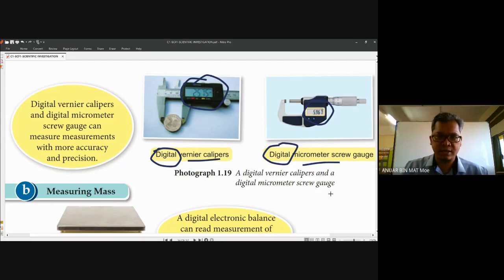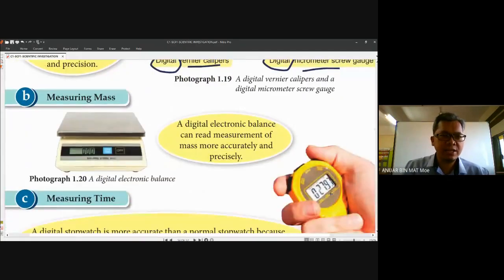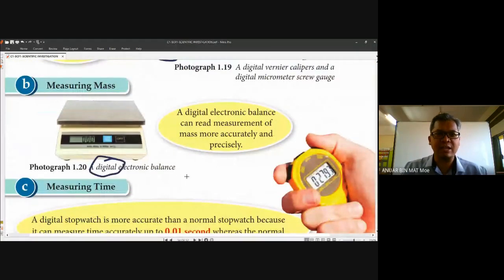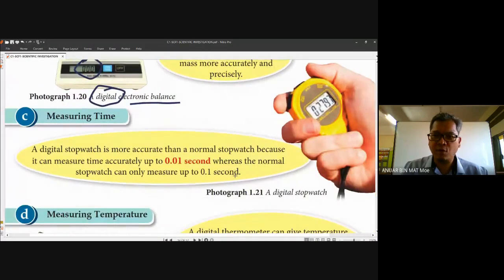Right. Okay, next one, to measure mass, you can use a digital electronic balance. It directly gives you the mass of the object, 100 gram, 200 gram, and maybe it can also give you the smallest one, maybe from 0.00 gram, for example, using a digital electronic balance. Okay, next one, to measure time, we also have a digital stopwatch. It directly gives you the time, the seconds or the minutes here.